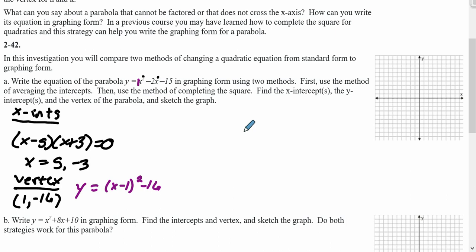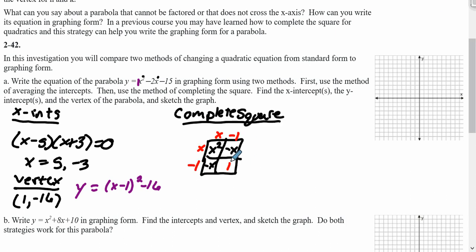Okay, then we will complete the square. As I set up my box and was completing the square, I got 1, but it's supposed to be negative 15. Therefore, we have to subtract out that 16. So y equals the quantity of x minus 1 squared minus 16. So same equation, just two different methods. And then I asked you to graph it, and I also want you to find your x-intercepts, y-intercept, and the vertex.